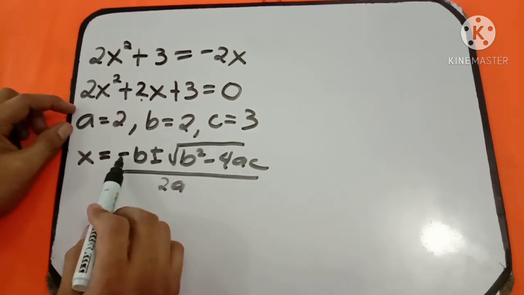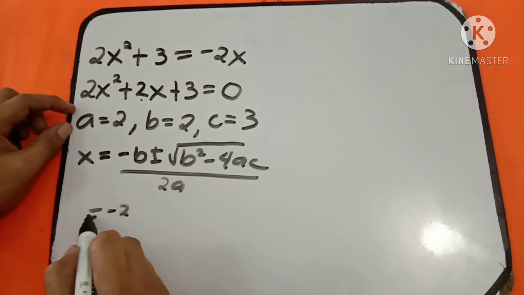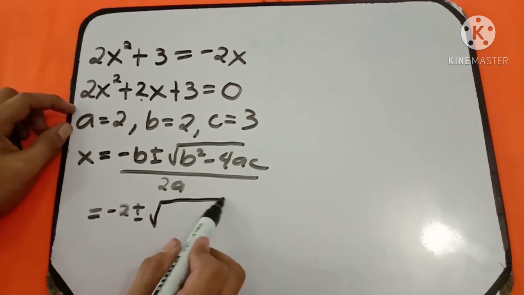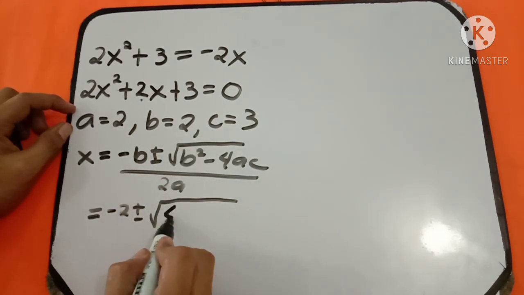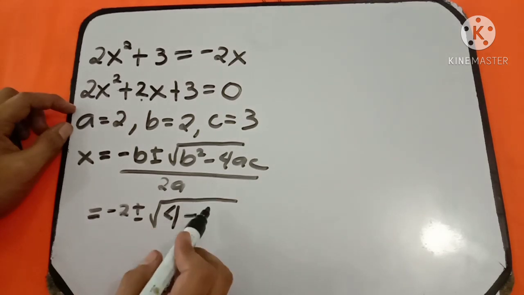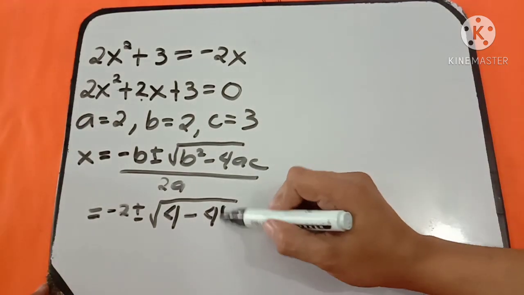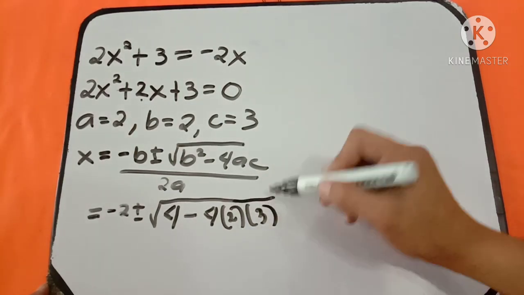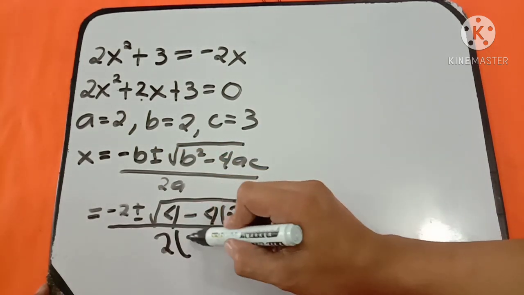Then we have here negative. So that means it becomes now negative 2. Then copy the positive and negative symbol, also the radical sign. Then we have here our b is 2, so 2 squared will give us 4. Minus, copy also the constant 4. Then our a is 2, and our c is 3. Then we have to divide all these terms by 2 times 2.